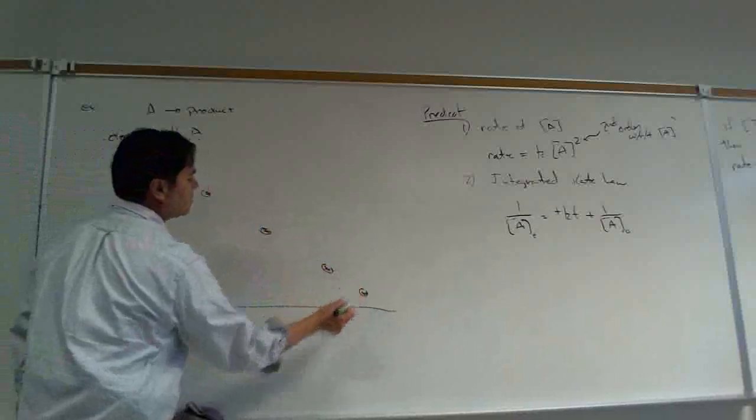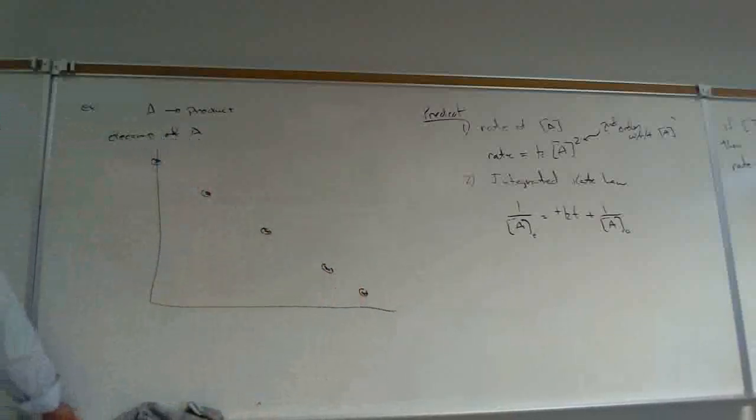If it decomposes like this, is that a zero, first, or second order decomposition? It's a zero order decomposition, so we can just eyeball the graph, right, and see. Sometimes it's difficult to see.